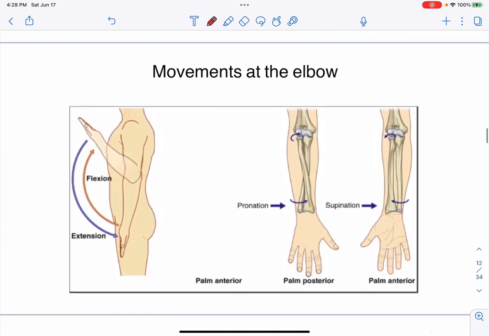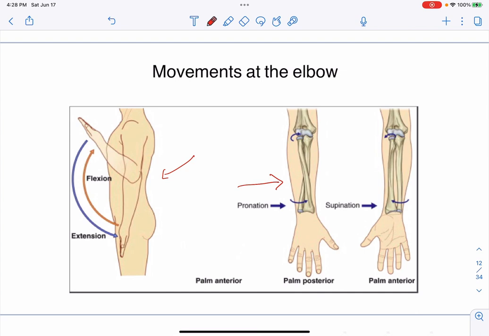All right, so let's talk about the movements of the forearm. These are movements that can occur at the elbow. Before we get into the discussion of muscles, we should always talk about movement. So you can get flexion and extension at the elbow. You can also get pronation and supination.